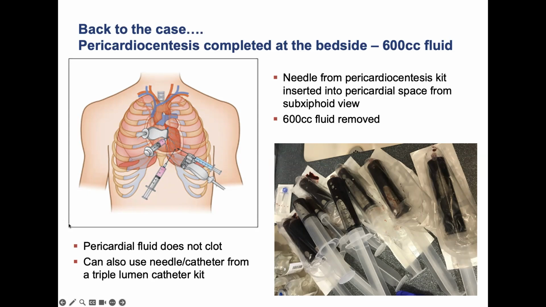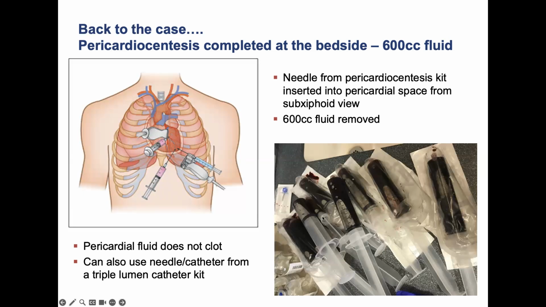Generally, if I'm the one doing it, because the patient has had a cardiac arrest, I'm not even threading a wire. I'm just getting into that space and then having people hand me syringes and continuing to pull off fluid until it's enough to relieve the pressure and get ROSC. Remember, pericardial fluid does not clot, so that can help you feel more confident. And if you don't have a pericardiocentesis kit available, you can also just take the needle and the catheter from a triple lumen catheter kit if you do decide you want to thread something into the pericardial space. So if it's an emergent instance.